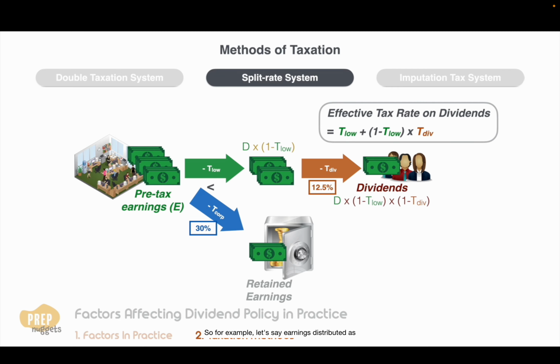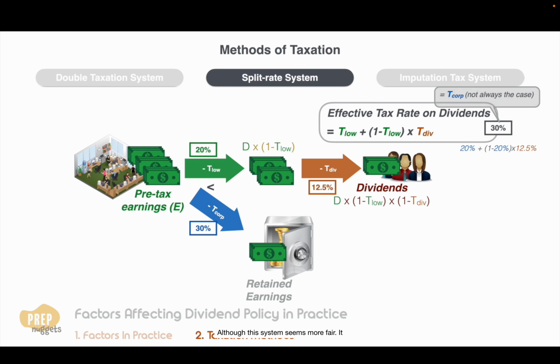So, for example, let's say earnings distributed as dividends are taxed at a lower rate of 20%. The effective tax rate on dividends is therefore just 30%. If you notice, this is equal to the corporate tax rate for earnings retained by the company, but in practice, they do not always have to be equal.